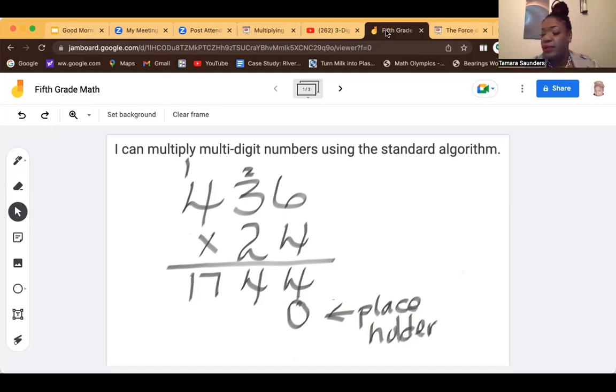Now I'm going to go ahead and multiply 2 times 6 gives me 12. I'm putting down the 2 and I carry the 1. 2 times 3 is 6 plus 1 gives me 7. And we'll go ahead and multiply 2 times 4 gives me 8. And we are done with our multiplying. We will add these 2 rows together for our product.